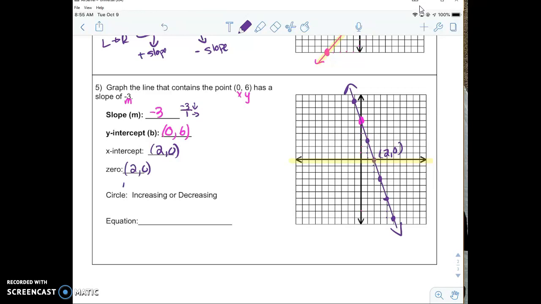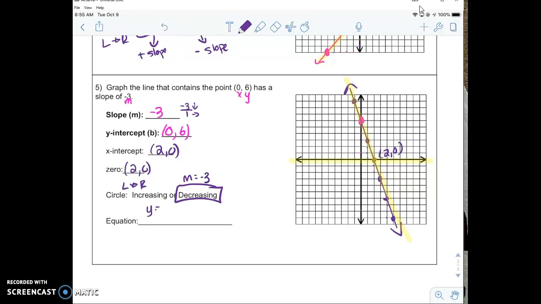Increasing or decreasing, remember I'm looking from left to right, or I'm looking at the sign of my slope. From left to right, this function is going down. So my function, or my line, is decreasing. My slope was also negative 3, so that negative also tells me that my function should be decreasing.